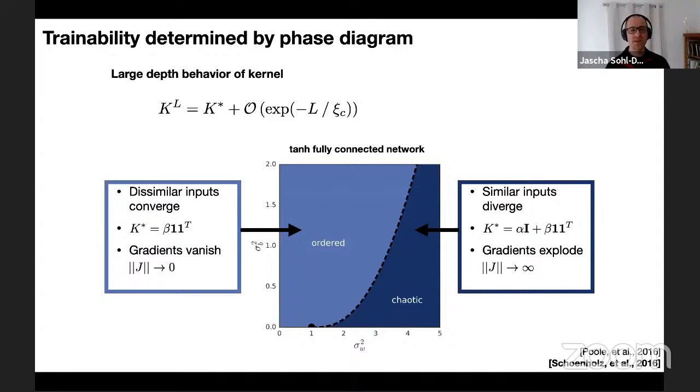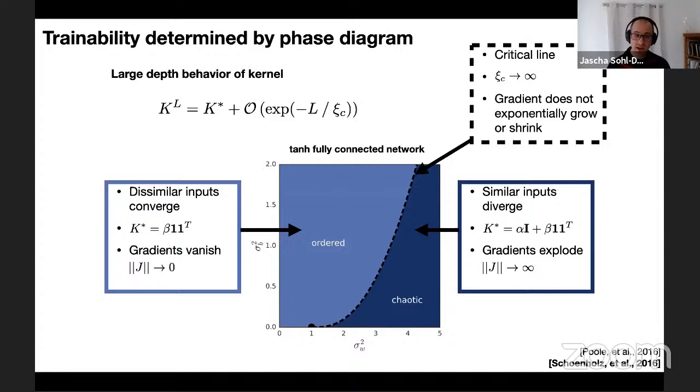There's a line down the middle, though, where something different must happen. Along this critical line, the two tendencies perfectly balance. The covariance matrix K does not exponentially decay towards a fixed point, and the gradient does not exponentially explode or vanish. It seems perhaps plausible that in order to train an extremely deep network, this critical line would likely be the good place to do it.